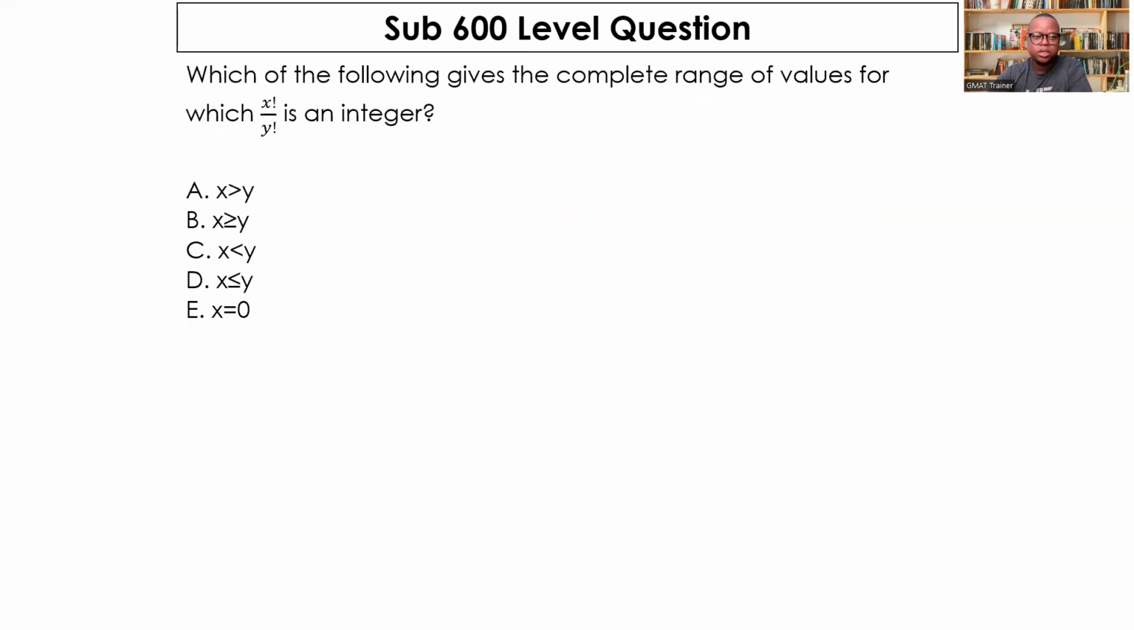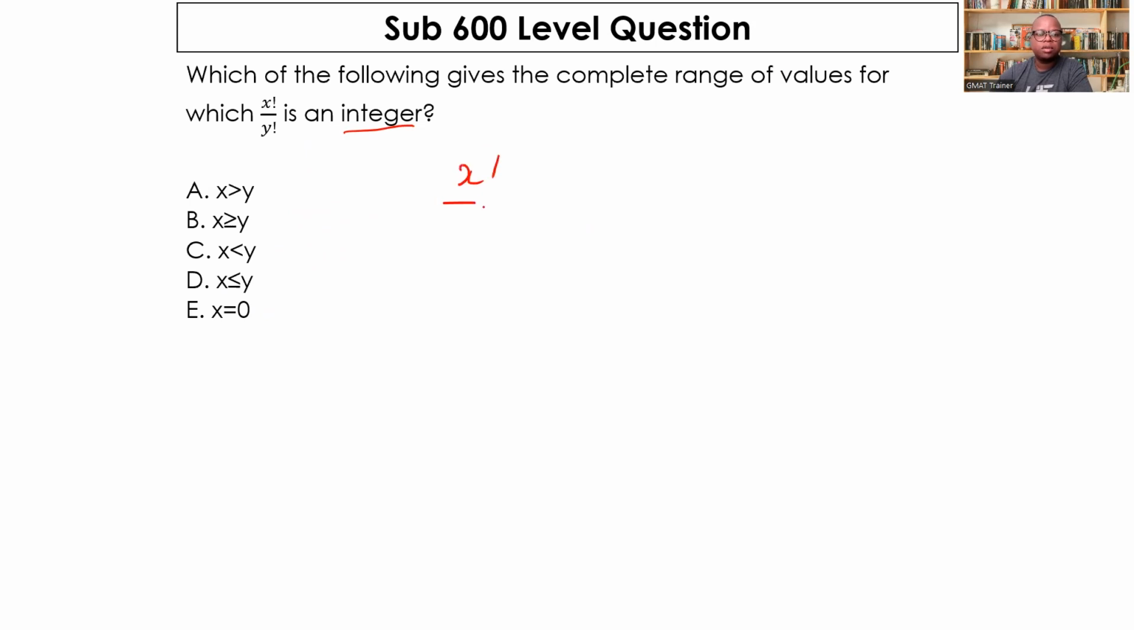Let's go to the next question and see how it operates. Which of the following gives the complete range of values for which x factorial divided by y factorial is an integer? So this one requires you to know the properties that come into place when you're talking about factorials, which can lead to a fraction or a whole number or an integer. But actually they require you to have it as an integer. So it's also to know what factorials are, how factorials operate. But your answer is not going to be in the form of a factorial, but actually in the form of an inequality of a value which satisfies the conditions given for this expression.